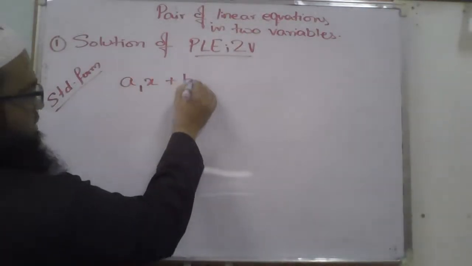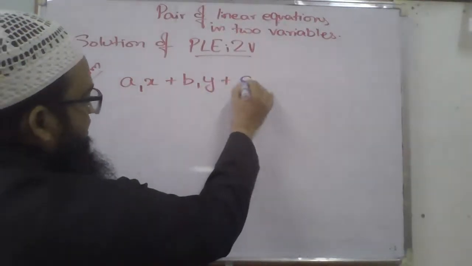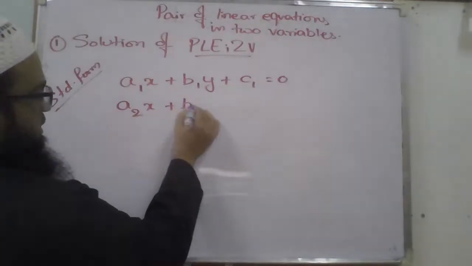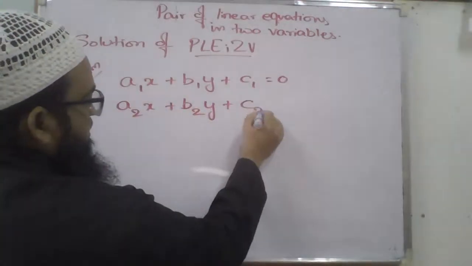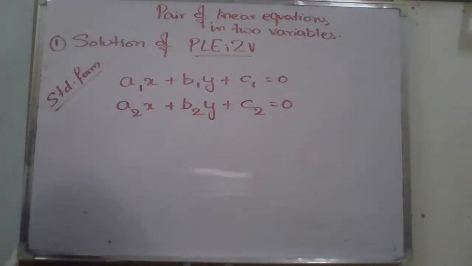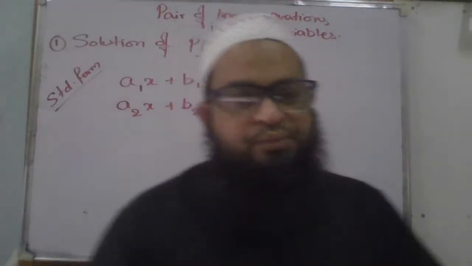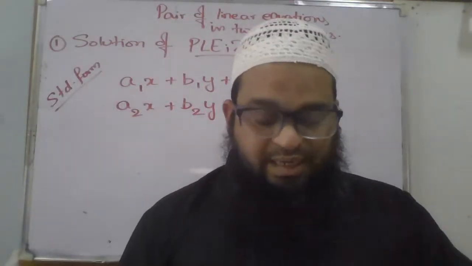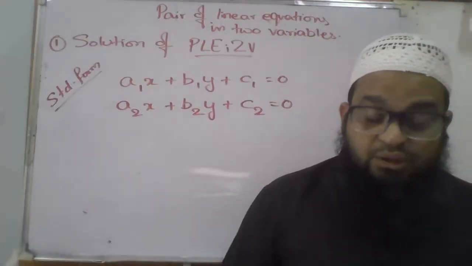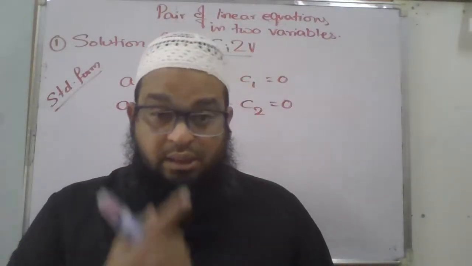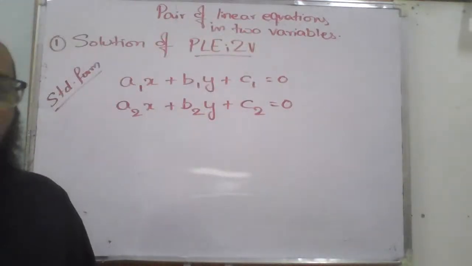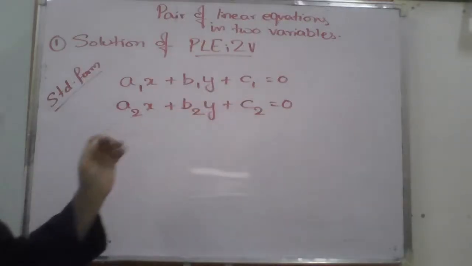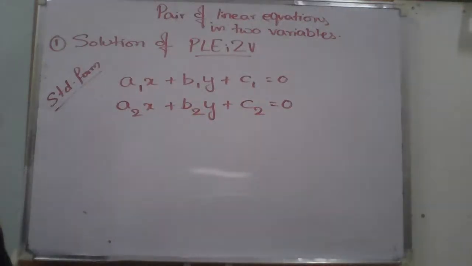a1x plus b1y plus c1 is equal to 0. In the same way, a2x plus b2y plus c2 equals 0. I hope you are with your notebooks, and please write along with me and practice the questions once I complete the revision. So the standard form is a1x plus b1y plus c1 equals 0, and a2x plus b2y plus c2 equals 0.